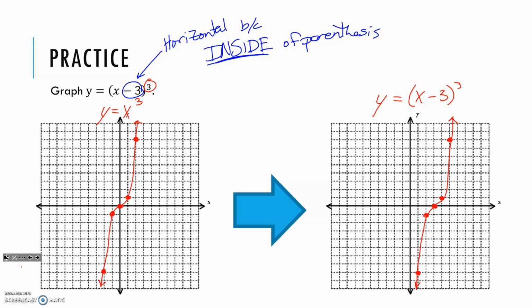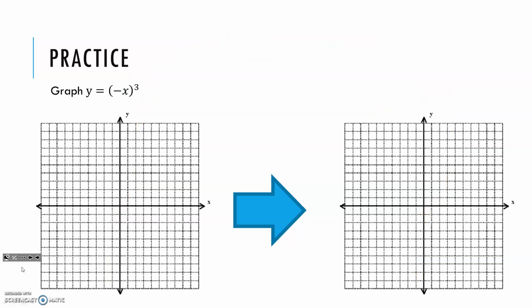Again, like last time, if that was a +3, the only difference is it's still on the inside. We just would move it to the left 3. Okay, we just do the opposite there. We got one more example here with a negative.